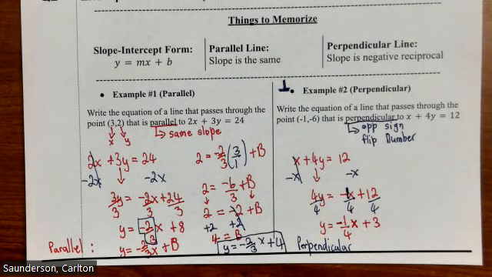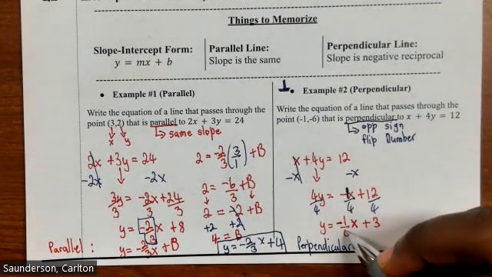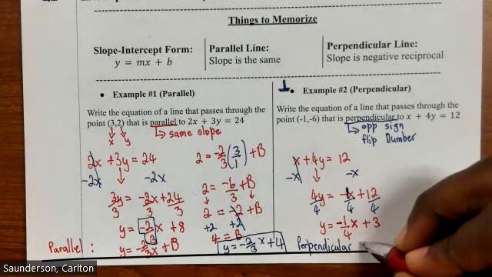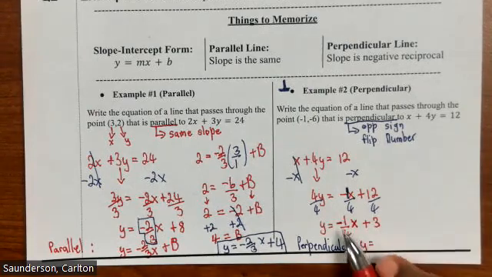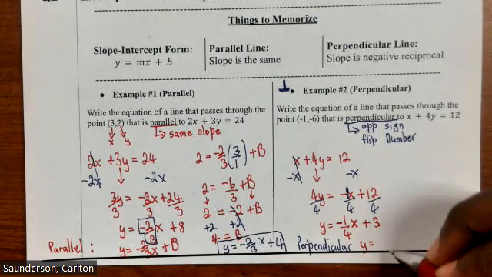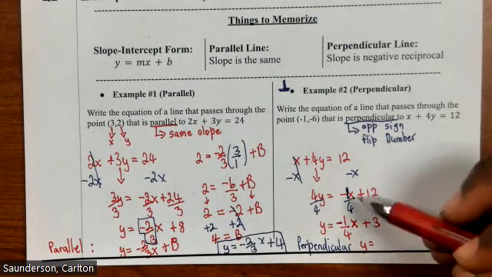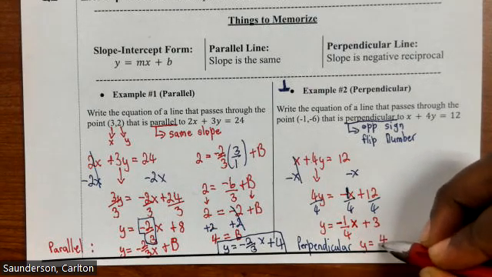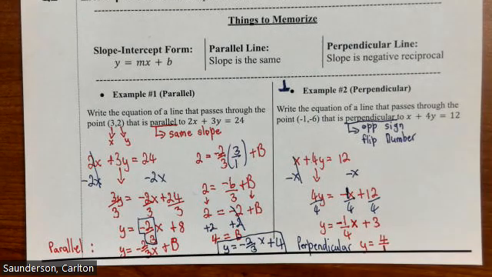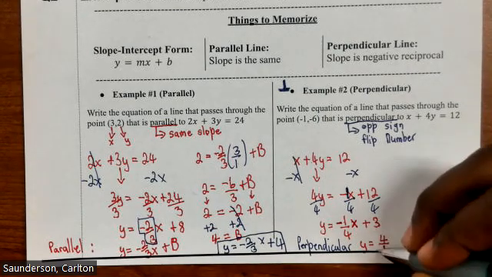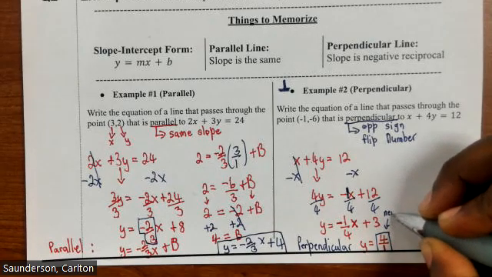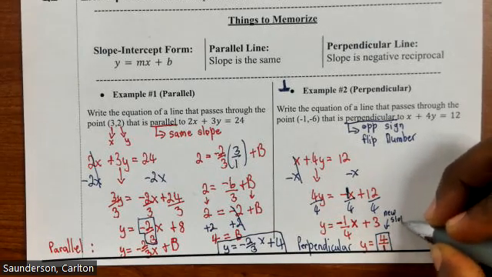So perpendicular means our slope that we have right here is going to be different. We're going to do the opposite of the sign. Opposite of a negative is a positive. And then when we flip the number, it's going to go from 1 over 4 to 4 over 1. So a positive 4 over 1. That's our new slope.